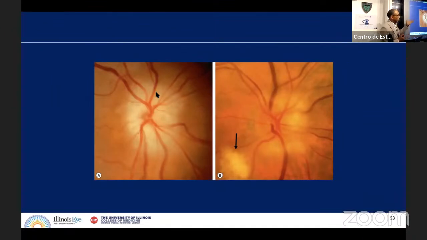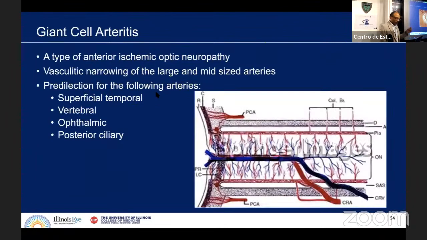And here is a great picture because it shows this classic pallid disc edema, right? So the nerve is swollen, but it's pale. Most other kinds of disc swelling tend to not be like that. Here we also see a cotton wool spot. It's an anterior ischemic optic neuropathy because of narrowing from vasculitis, and it likes the superficial temporal, the vertebral, ophthalmic, and posterior ciliary arteries. That's why patients lose vision.